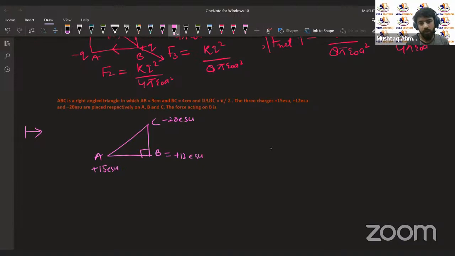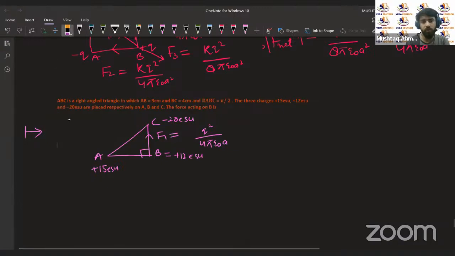Now there will be an electrostatic force of attraction on charge B because of the charge placed at C, since the two charges have opposite signs. So the force will be in this direction. Let me call this force F1. The magnitude of this force will be given by q square upon 4 pi epsilon naught A square.